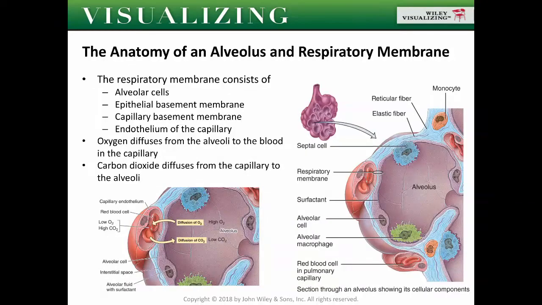Okay. So this is the anatomy of the alveolus and the respiratory membrane. This is your alveolus, singular for alveoli. You have your elastic fiber. The respiratory membrane consists of the alveolar cells, the epithelial basement membrane, the capillary basal membrane, and the endothelium of the capillary. Oxygen diffuses from the alveoli to the blood in the capillary, while carbon dioxide diffuses from the capillary to the alveoli.